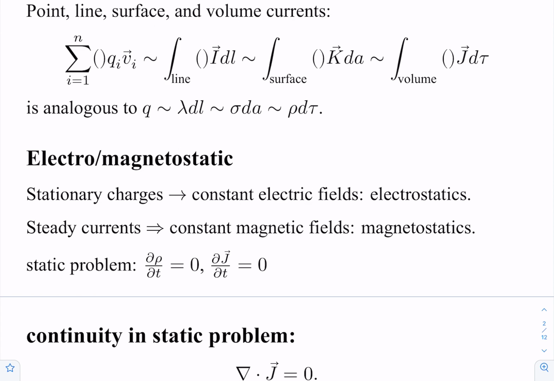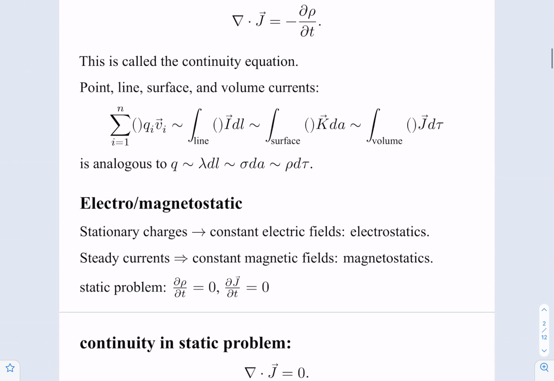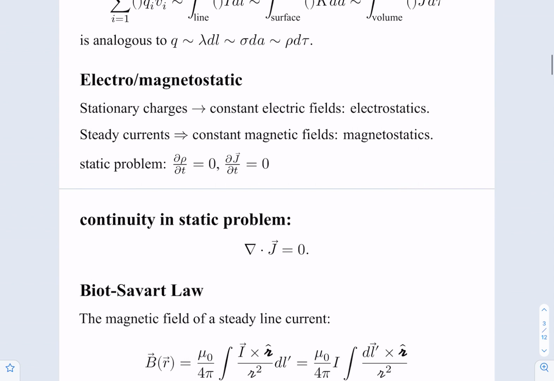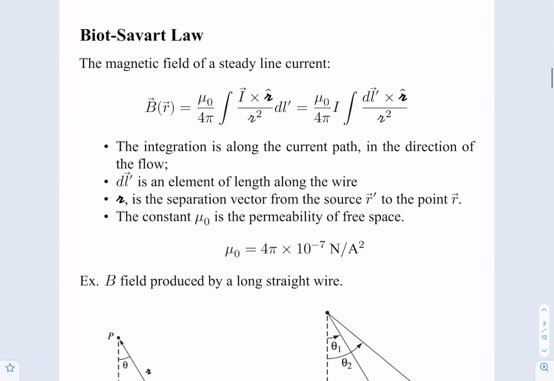So in particular, the continuity equation in this static problem simply reduces to del dot J equals 0. If you look at this equation on the very top, because partial rho partial t in the static problem is 0, naturally, the divergence of J must equal 0. Okay.